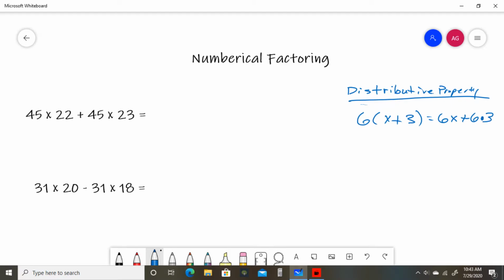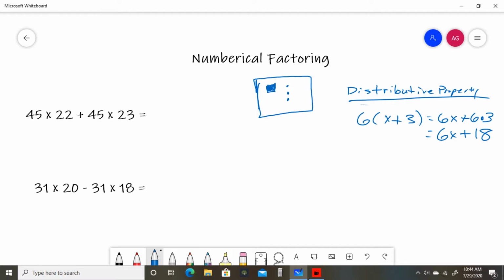And the way I like to visualize this is imagine you have a box, and inside of the box there's a square, which will represent our x, and 3 dots, which represents our 3. Now, if we had 6 of these boxes, we would have 6 times as many squares, and also 6 times as many dots. So you would end up with 6 squares, i.e. the 6x, and 6 times 3, or 18 little dots, and that's where we get our plus 18.